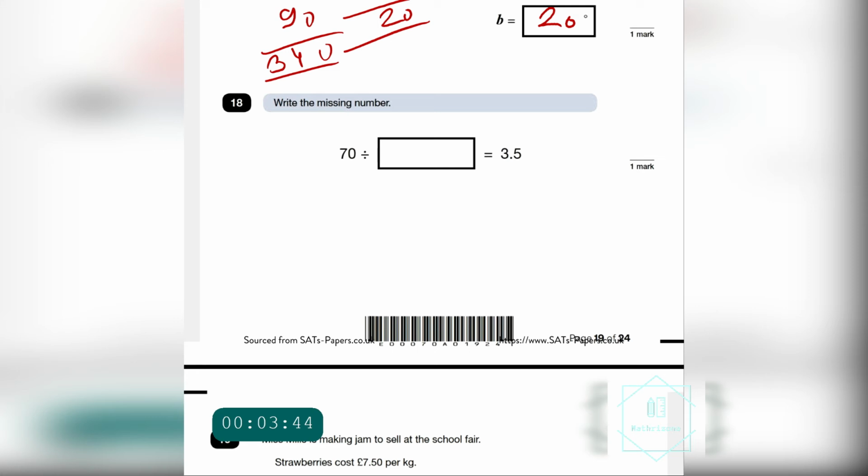Write the missing number. 17 divided by some number is equal to 3.5. So for this, we will do the reverse multiplication. We can move this and this here. So that will be 70 divided by 3.5 is equal to our x.